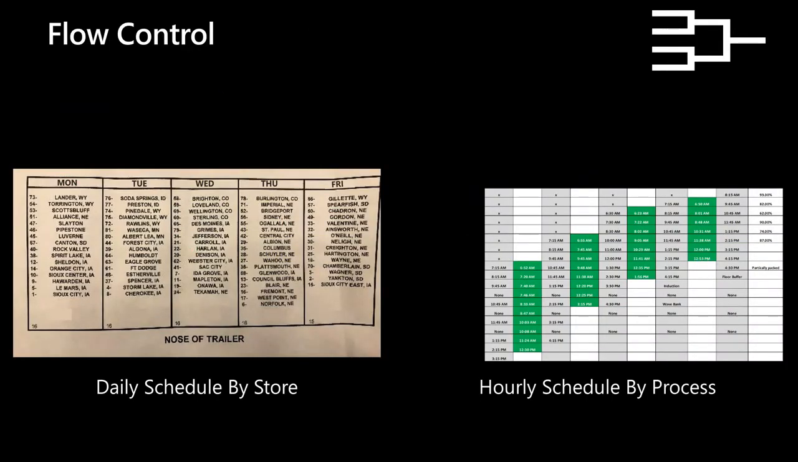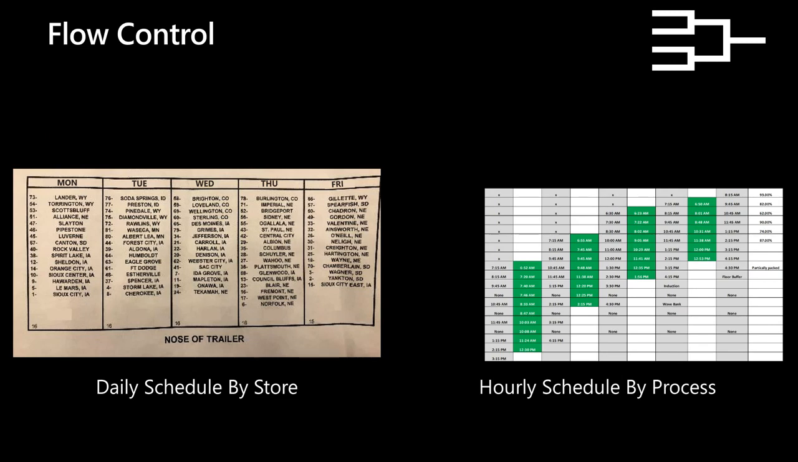So flow control from a reporting perspective, that might look different for different industries. So in this example, I think this is a retail example here, right? So you have your daily schedule for this by store. So you know exactly from a retail perspective, here's the trucks that are going out for the day. This is where they're going. This is when they need to leave the warehouse.